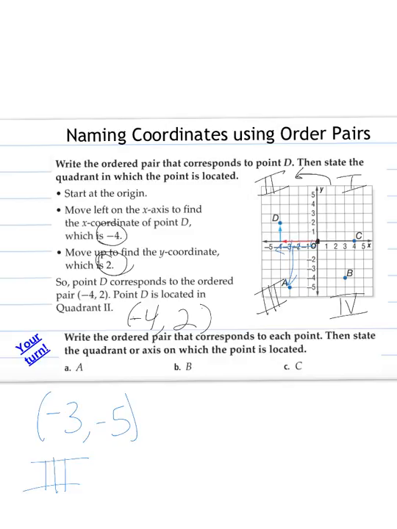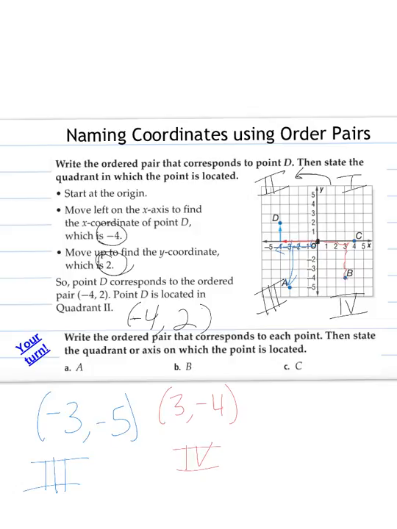Next one, point B. We move left or right, so we go to the right on the x-axis 1, 2, 3. So as an ordered pair, it's 3. Then up or down, we are going 1, 2, 3, 4 below the x-axis, so it's -4. Anything below the x-axis is negative, anything above it is positive. And for the y-axis, anything to the left of it is negative, and anything to the right of it is positive. And point B is in quadrant 4.